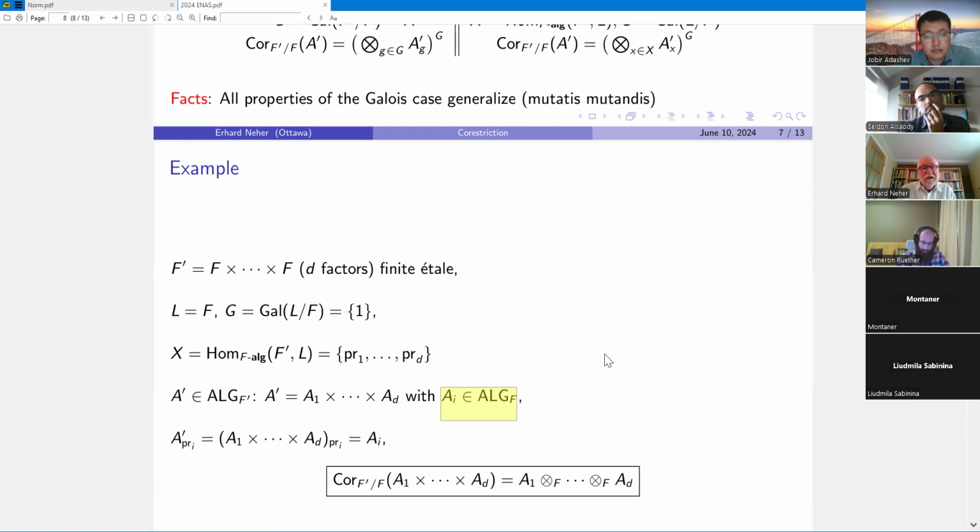Now, it's easily seen that my twisted version of A prime with respect to the homomorphism, the projection on the ith factor, is just the algebra Ai. And so, using the general formula, what happens is that the corestriction of the direct product algebra from F prime to F is just the tensor product of the corresponding algebras. So it's multiplicative in a very natural sense.